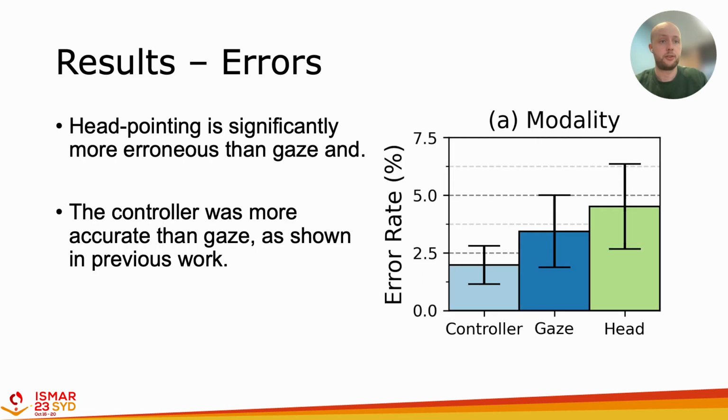So to go through the results, in contrast to previous work, we found that head pointing is actually significantly more erroneous than gaze and controller when selecting dynamically revealed targets. And this is possibly due to the head being used for both search and pointing, since it's a coupled modality. And we also found that the controller was more accurate than gaze, as shown in previous work.